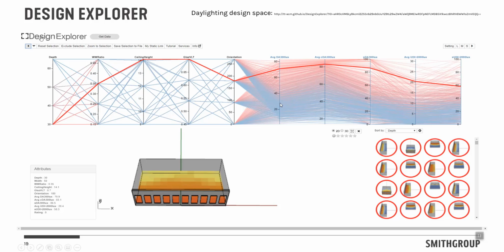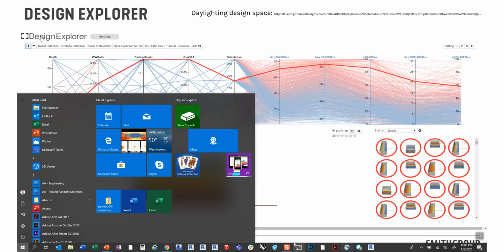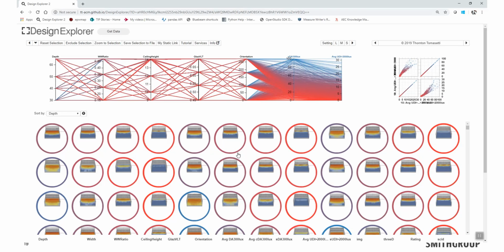So the easiest way that I would recommend is to use a free website called Design Explorer. Actually, the whole reason I put together that parallel coordinate plot example was so that we could go through this, because this is a very confusing website if it's the first time you've ever used a parallel coordinate plot. So a big shout out to Thornton Tomasetti for developing this and allowing everyone to use it.